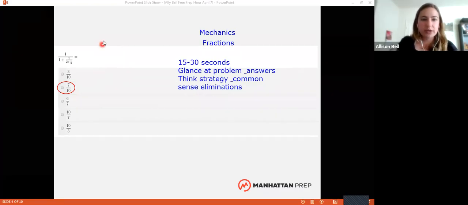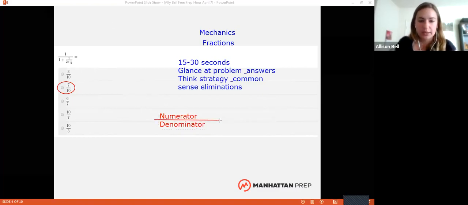So here's how I would think about that. When I look at this question, I say, okay, I have a fraction. I want to think about the numerator and the denominator of that fraction. And in general, a helpful estimation tool is to start by thinking, is my fraction going to be greater than 1 or less than 1?